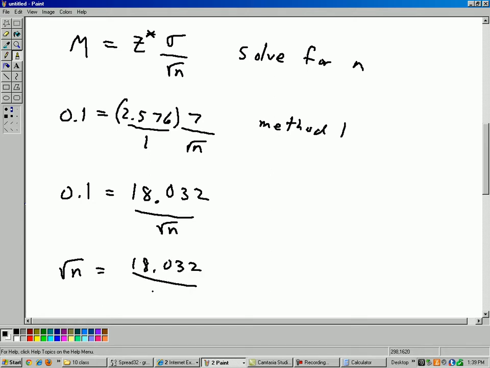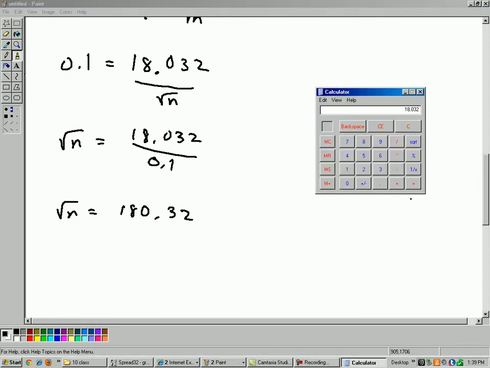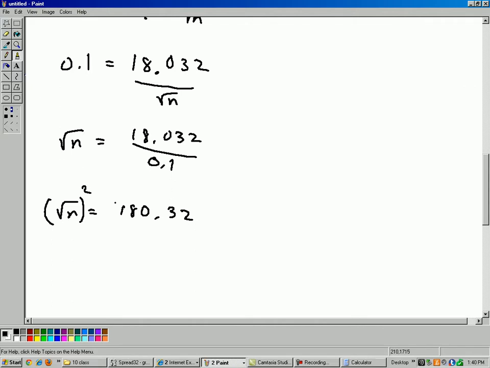18.032 divided by 0.1, and that gives us 180.32. Dividing by 0.1 is the same as multiplying by 10, so I'll just move this point over a place. If you don't trust me on that, you can just take 18.032, divide by 0.1, and sure enough, 180.32. Now, to solve for n, I have to square both sides.